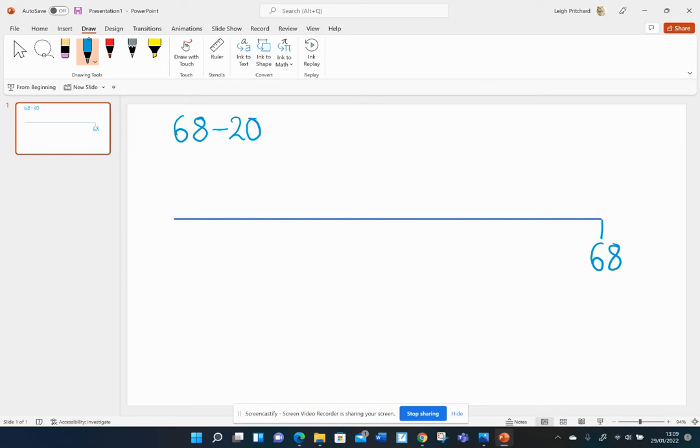So if we had 68 and we took away 10, we would have 58. So the tens have gone down by 1. And if we took away 10 again, we would have 48. So again, the tens have gone down by 1. So this equals 48.